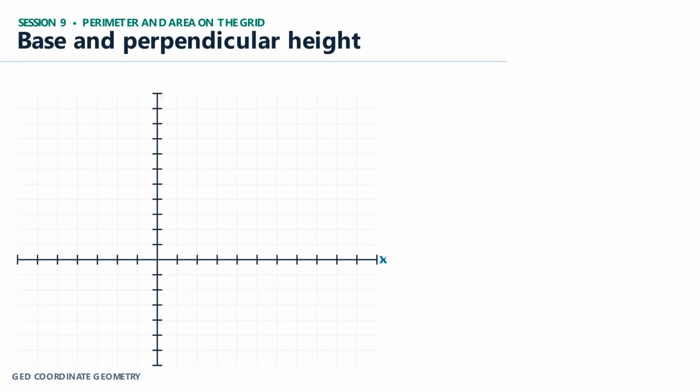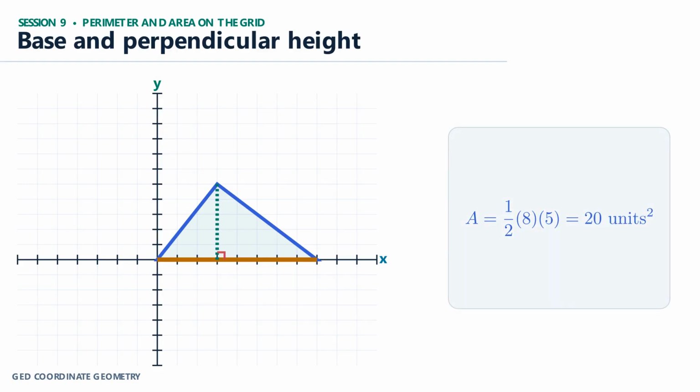For triangle (0, 0), (8, 0), and (3, 5), use the horizontal side as base. Its length is 8. The perpendicular height is the vertical distance from y equals 0 to y equals 5, so it is 5. Area equals 1/2 times 8 times 5, or 20 square units. The slanted side is not the height because it is not perpendicular to the base.